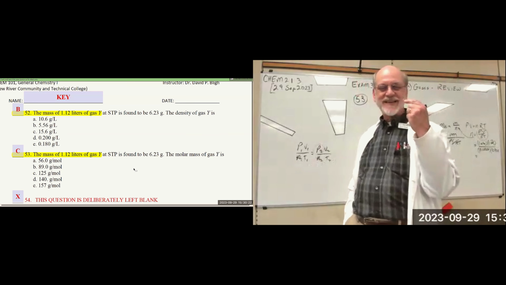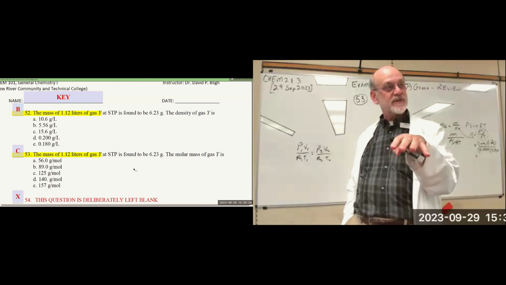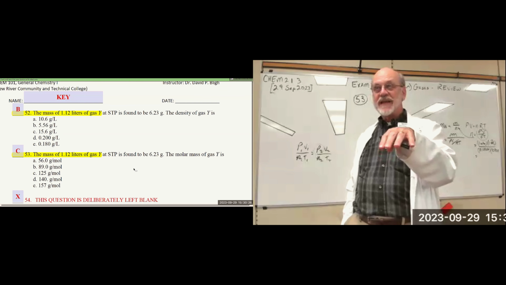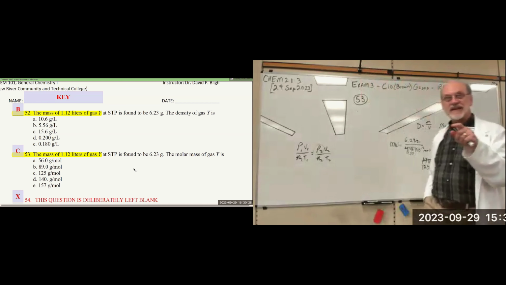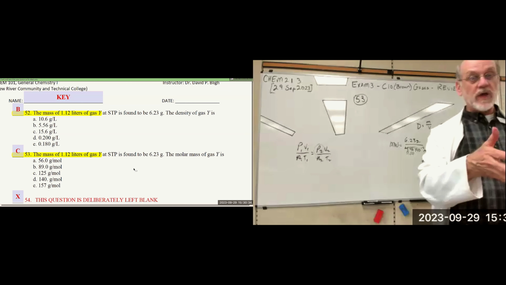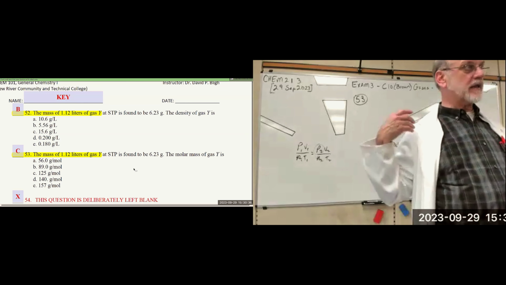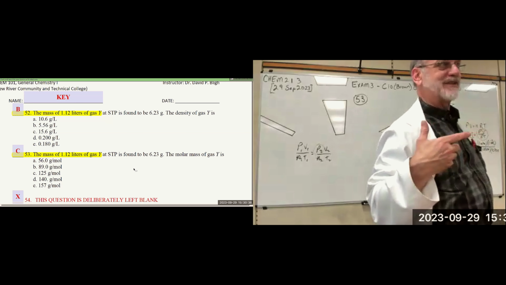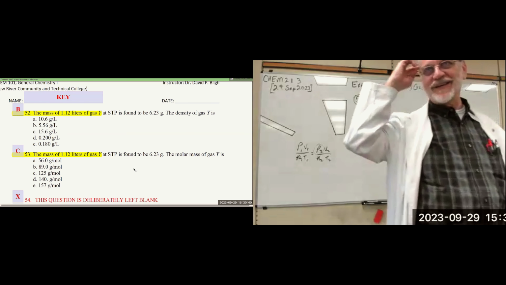The creators of this problem anticipated a mistake, just like that, where you put 1 instead of 1.12. And you came up with 140. Okay. Oh, there's the answer. It's the same as I've calculated, but I calculated it wrong.